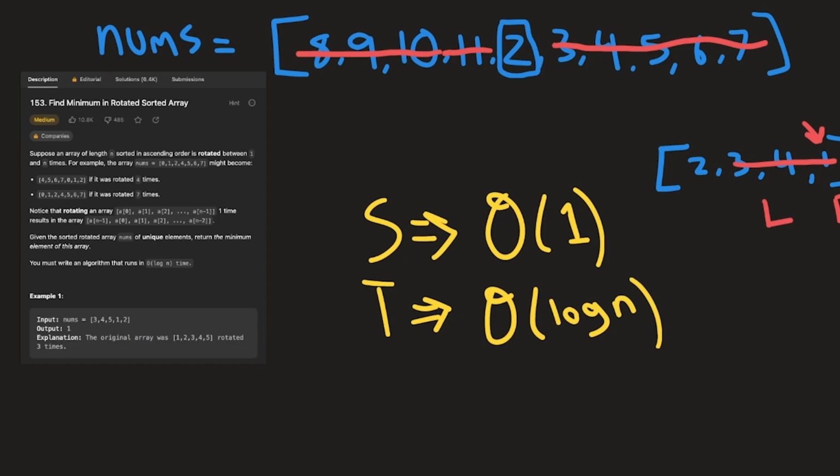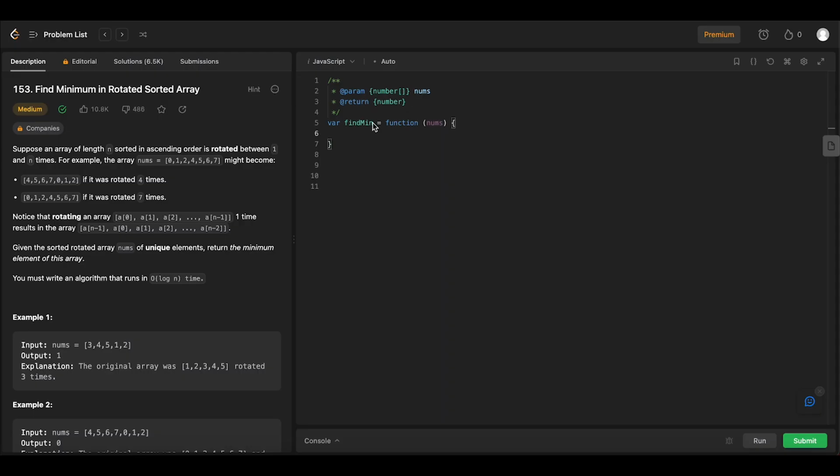All right, so let's jump into our code editor and code these out. Let's implement our JavaScript solution first. So first thing we want to do is set our left and right pointers. Left is going to equal Math.ceil of nums.length divided by 2 minus 1.